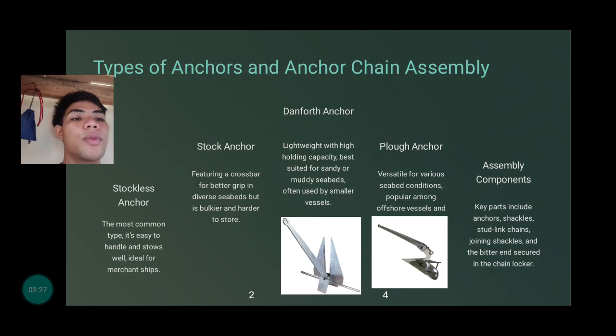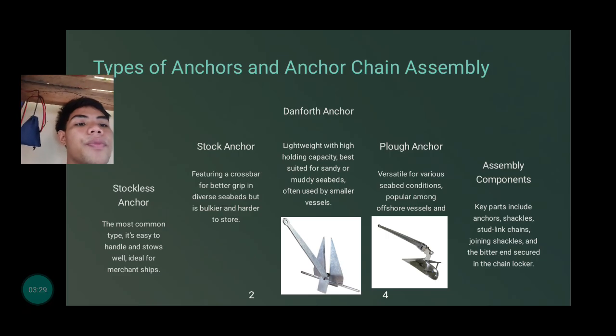And the fourth one is the Plow anchor, versatile for various seabed conditions, popular among offshore vessels. This is commonly used for yachts. The picture below is the Plow anchor. The assembly components: the key parts include anchors, shackles, stud link chains, joining shackles, and the bitter end secured in the chain locker.